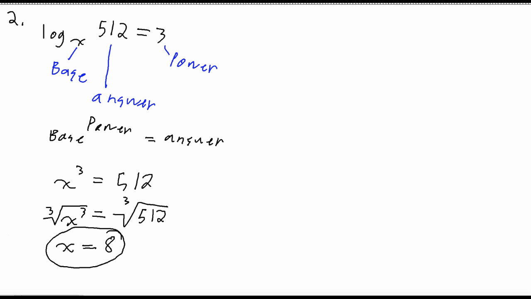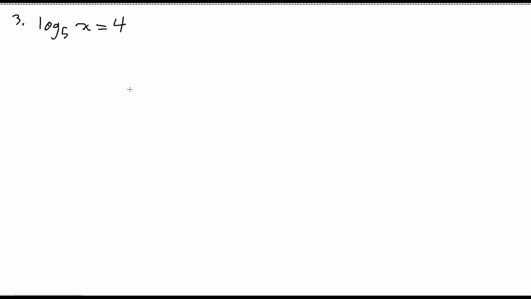Now on to problem number 3. So problem number 3 states that the log base 5 of x equals 4. So remember that this is just the exponent you have to raise 5 to get x. So that means that 4 is the exponent you have to raise 5 to get x. So for this one, we're going to again use the BAP method, or the base, answer, and power method.